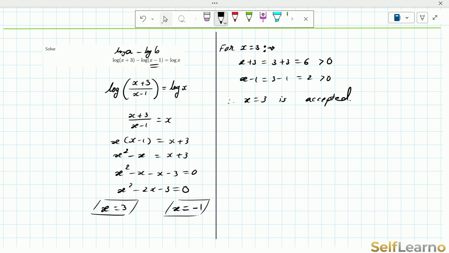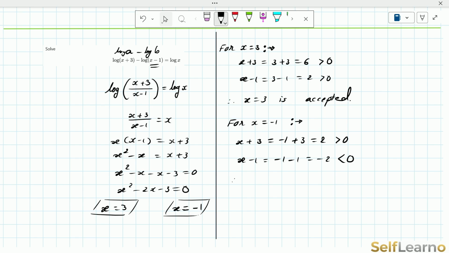Perfect. Now for x is equal to negative 1. Do not reject it without validating. X plus 3. X is negative 1 plus 3, that is 2. Yes, it is positive. Here, x minus 1. X is negative 1 minus 1, so it is minus 2. It is less than 0.